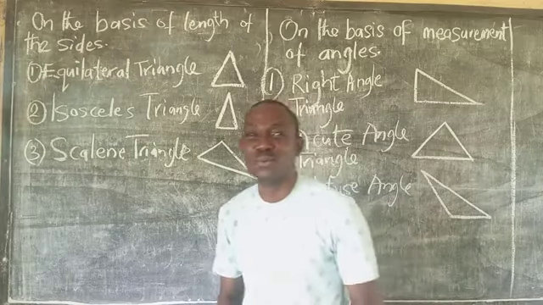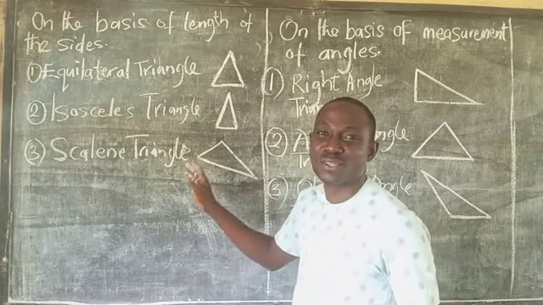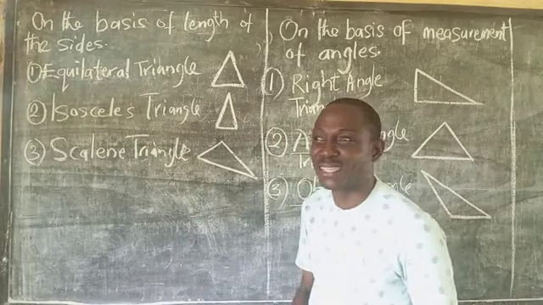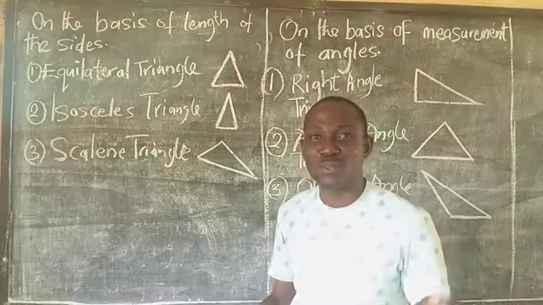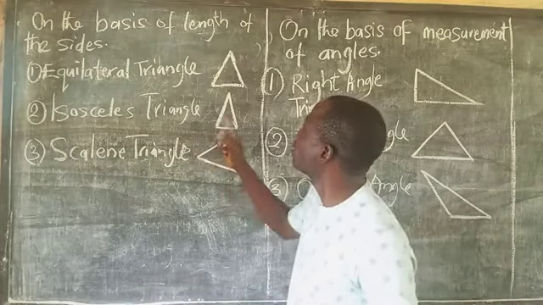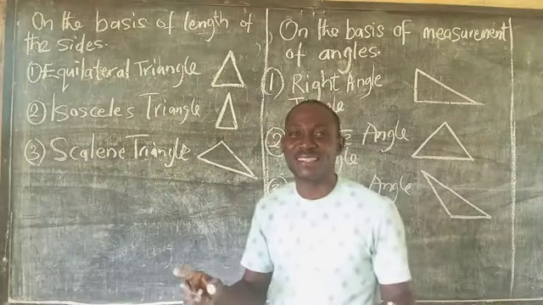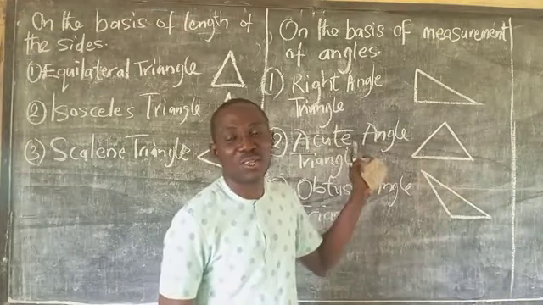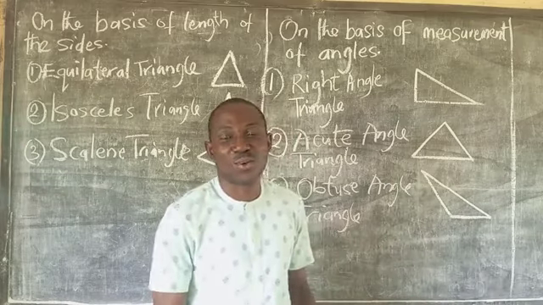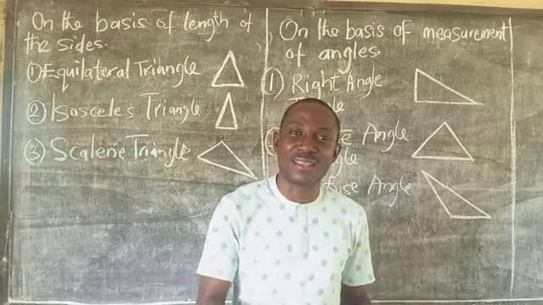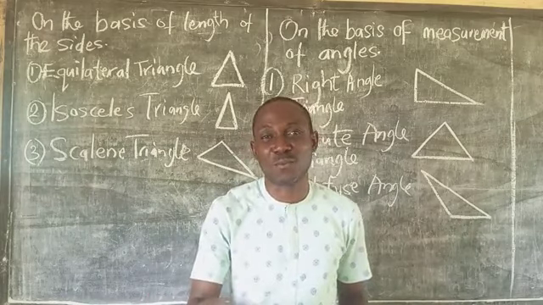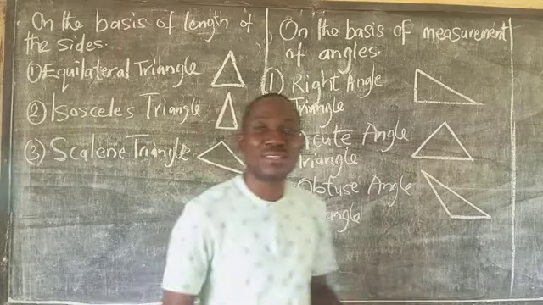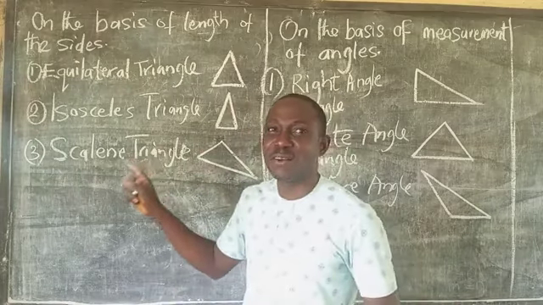So today I've been able to break them into categories for a better and easier understanding. I classify them in two forms. The first form is based on the length of the sides, and the second form is based on the measurement of the angles. The angles distinguish one triangle from the other.